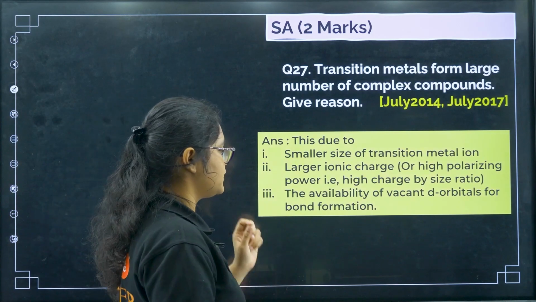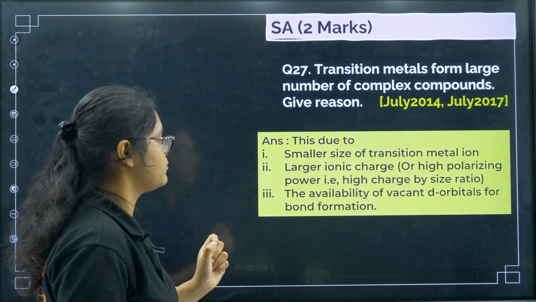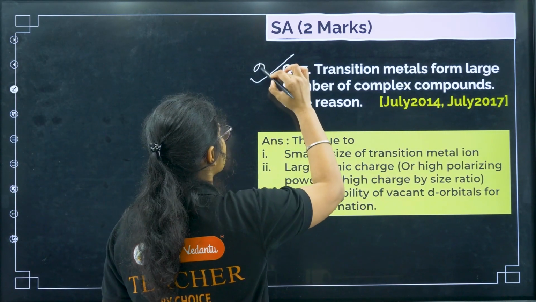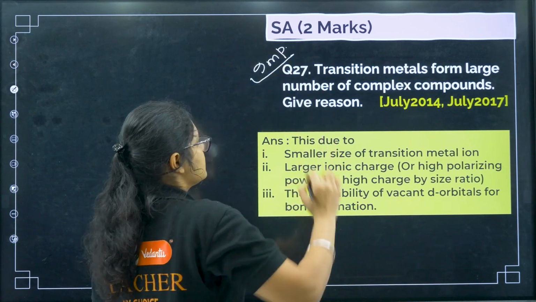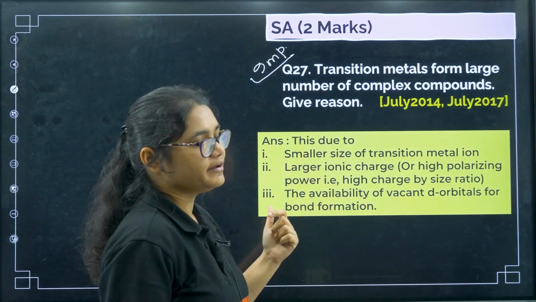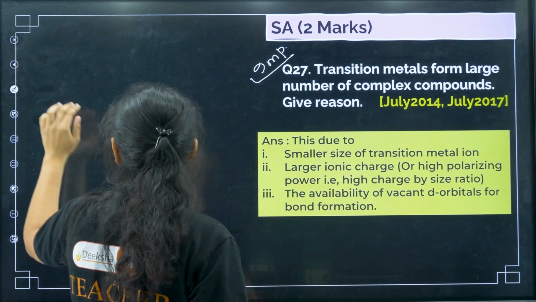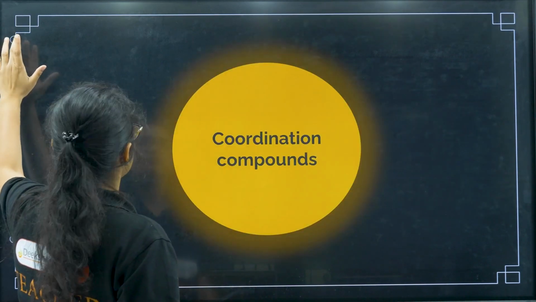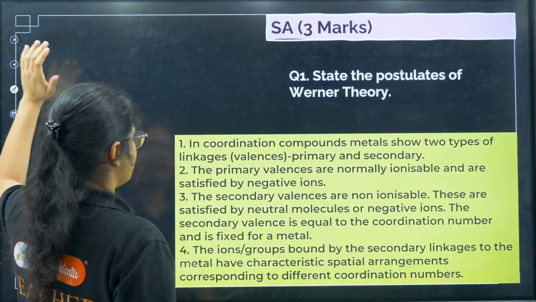So what are the reasons for that? Any three? Please remember, this is a very important question. Okay, complex compounds form because of smaller size, large ionic charge and availability of d orbitals. Okay. Next we'll go to the coordination chapter, Werner's theory and its postulates.